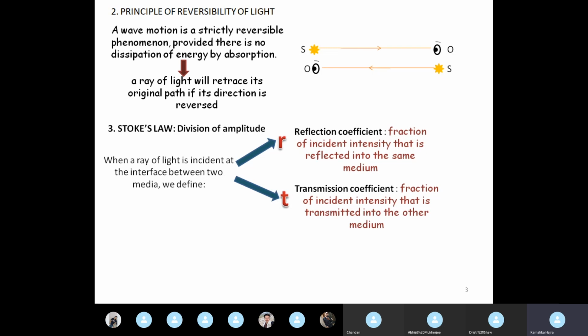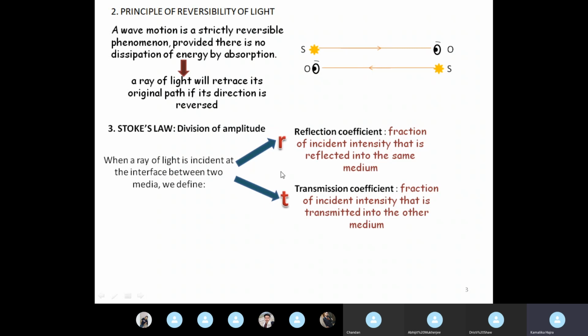So whether a material is transparent or opaque, if its reflection coefficient is very high, it means most of the light will be reflected back and it is opaque. If its transmission coefficient is very high, then most of the light will be transmitted and it is transparent. So is this concept clear to everybody? Have you understood what I'm trying to say? These two definitions are extremely important.